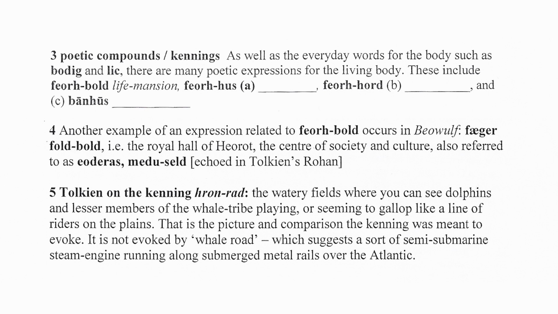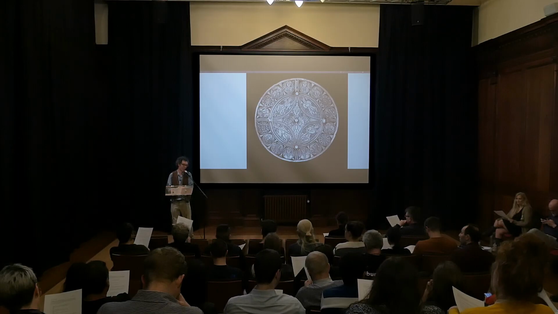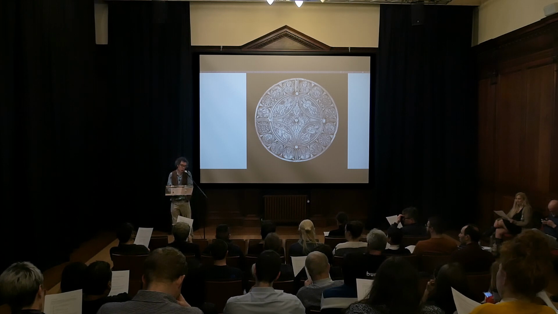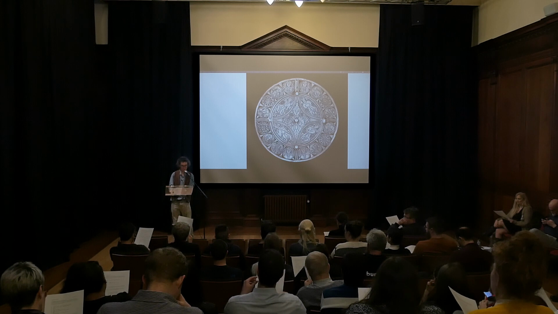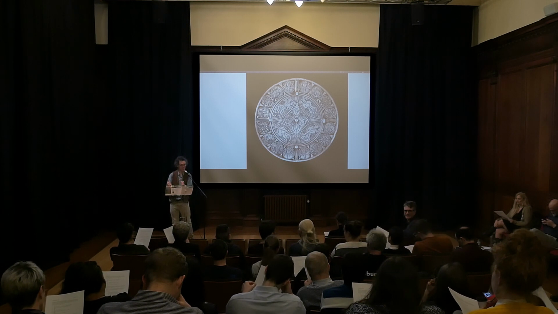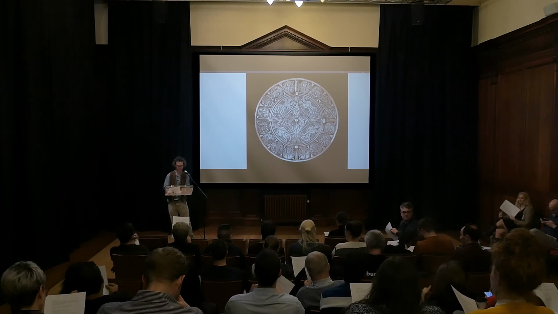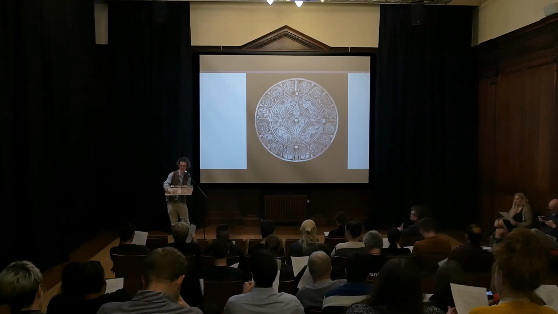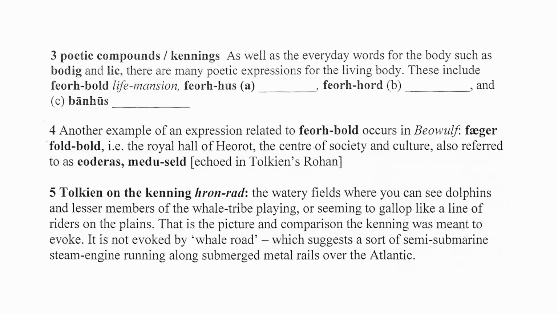Can you guess what? Hus is obviously house. So what about barn? B-A-N with a long vowel. Bone, yes. Starn means a stone. Barn means a B-A-N is a bone. So a bone house is the kind of structure within which your soul dwells, your bone house. If you turn over the page, here you get an example in Beowulf, where it says, a fair foldbald means a beautiful earth dwelling is the name of the royal hall of Heorot. And Heorot is the name of the royal hall of the king of Denmark in the poem Beowulf.